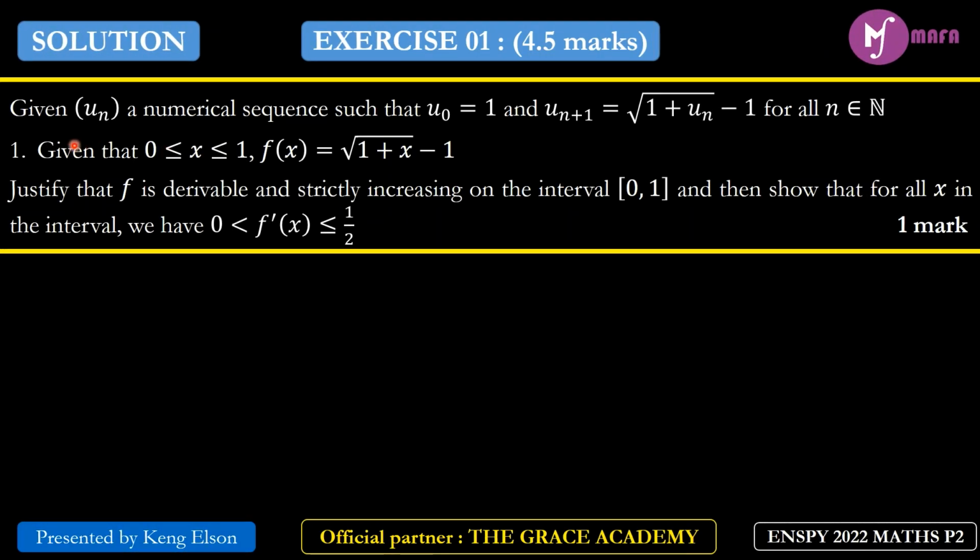So we are going to begin with question 1, which has given us information about a function and an interval where x belongs to, and we are supposed to show 3 things. First, we are supposed to justify that the function f is derivable, and then we justify that it is strictly increasing on this interval, and then we show that for all x in that interval, our f prime lies between 0 and half, where 0 is excluded and half is included. So let us begin with justifying that the function f is derivable on the interval 0 to 1.